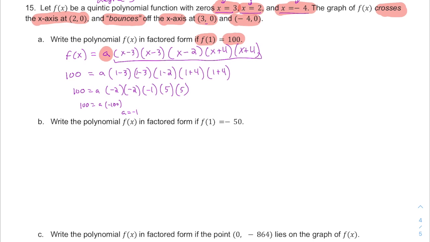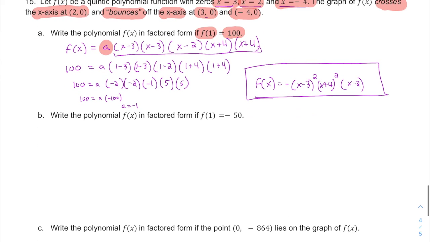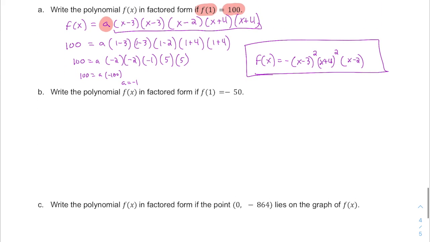So our polynomial in factored form that goes through the point 1 comma 100, or where f of 1 equals 100, must be f of x equals negative (x minus 3) squared, (x plus 4) squared, (x minus 2). Okay, so the key thing here is we know a point on this polynomial function, which just allows us to get an a value out in front and be a little bit more specific to our polynomial. The next problem is going to do the same polynomial function, but this time we have a different point that we know it goes through.